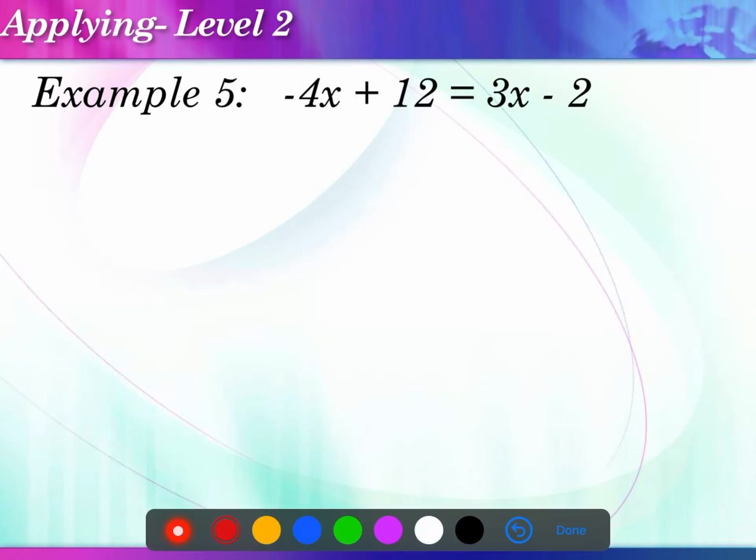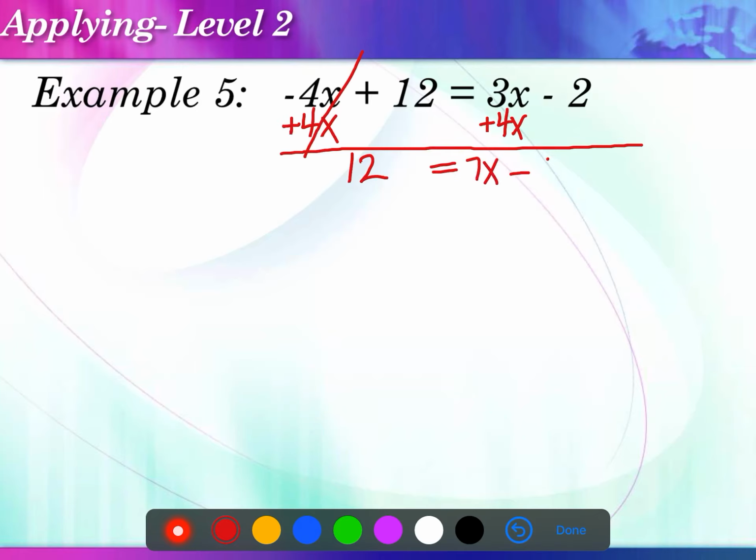Okay, so again, another situation where I have variables on both sides. So if I'm looking between a negative 4x and a 3x, okay, think to yourself, well, which one of those is the smaller variable? It's actually the negative 4x. And we can use addition to move it to the other side of the equation because we have to get the variables all in the same place in order to solve. Oops, that's a 2, not a 12.